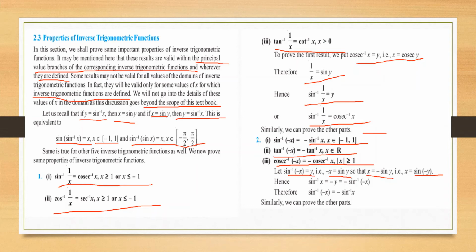Now x is equal to sine of minus y. So operating both sides by sine inverse, I'll get sine inverse x equal to minus y. So who is minus y? Your y is sine inverse of minus x, right? So this is how we prove it. Take this negative sign to this side, so sine inverse of minus x equals minus sine inverse x. And similarly, we can prove the other parts.